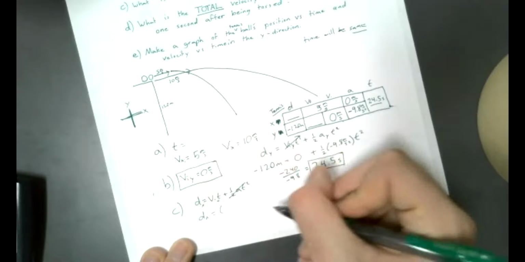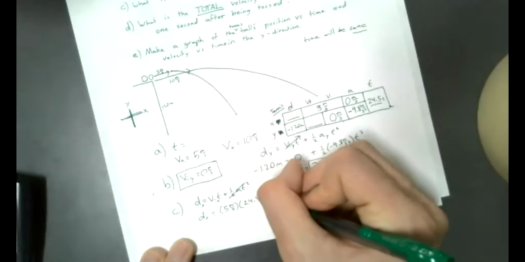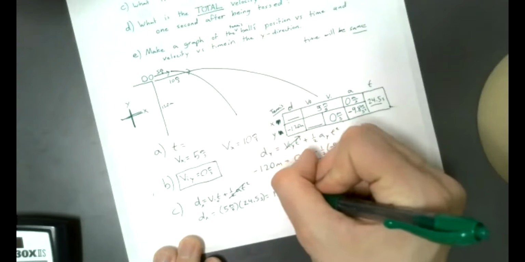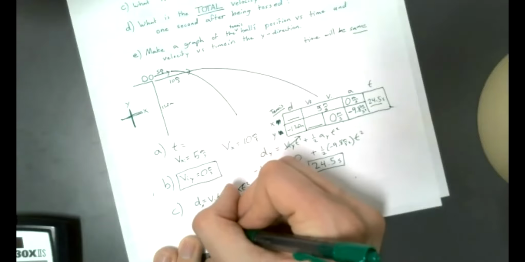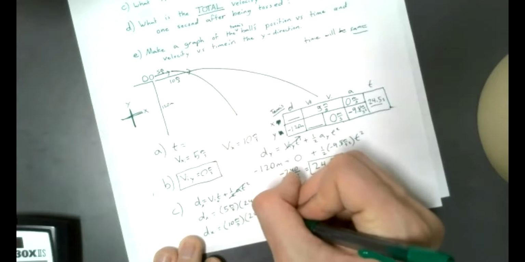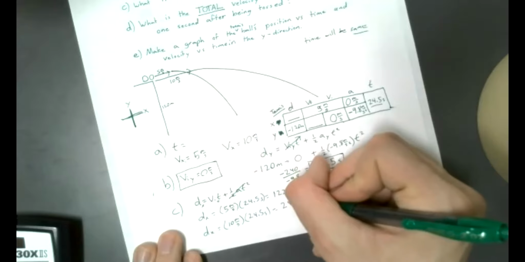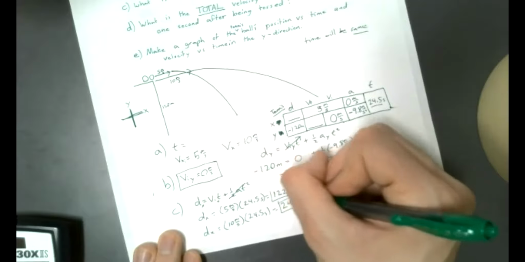dx is equal to, for the tennis ball, 5 meters per second times the time, 24.5 seconds. That gives me a distance of 122.5 meters. Then I can just repeat the same thing for the bowling ball, which is moving at 10 meters per second, and the time is going to be the same. So that's going to be 245 meters. And so those are the answers to part C.